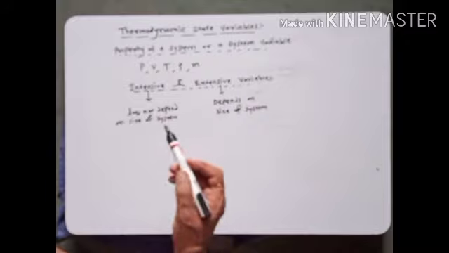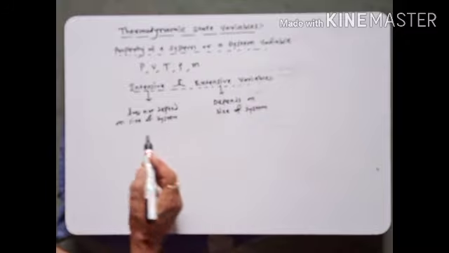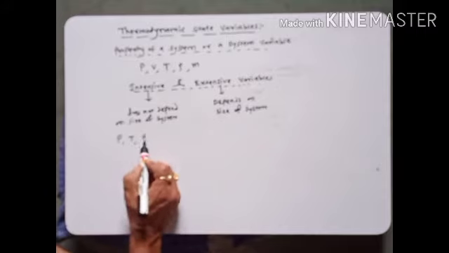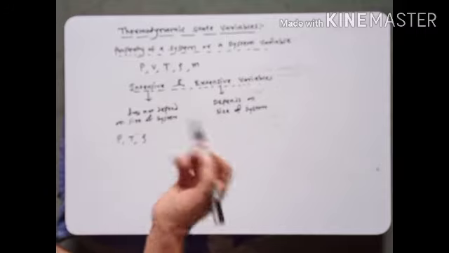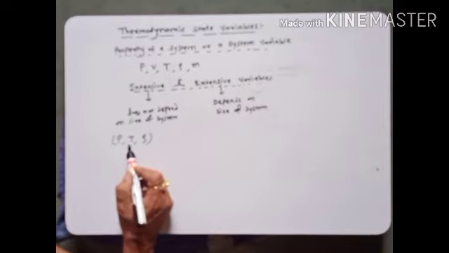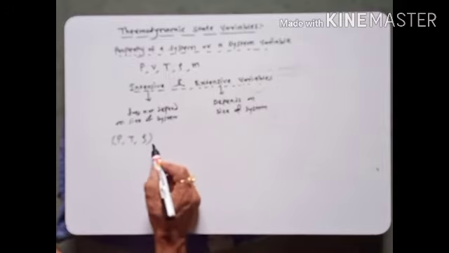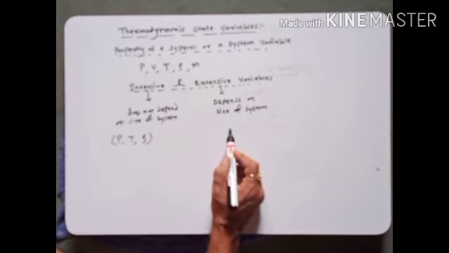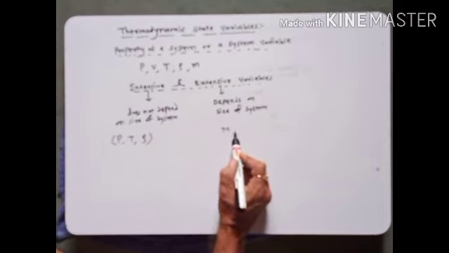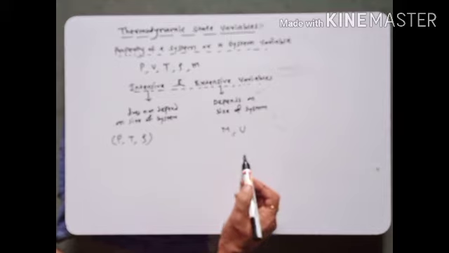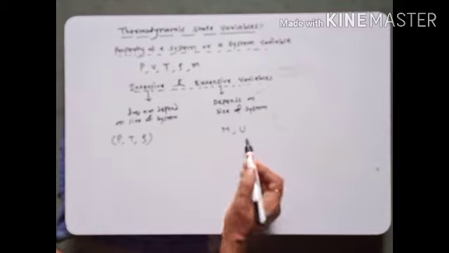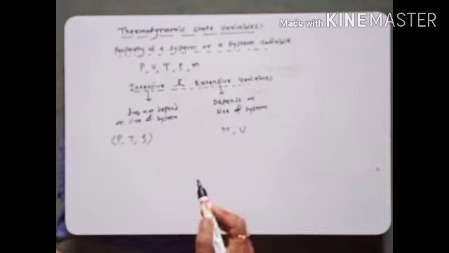Now suppose the system is divided into two equal compartments. Then pressure P, temperature T, and density rho are the same in both compartments, and these are intensive variables. And the total mass M and internal energy U of the system are equally divided into two compartments, and these are called extensive variables. This is all about thermodynamic state variables.